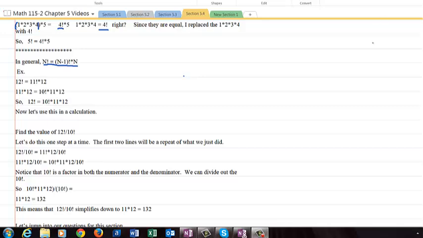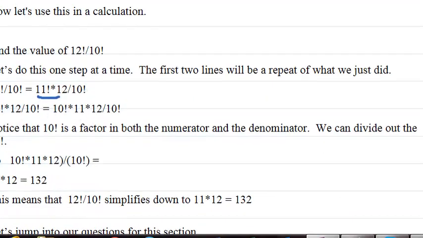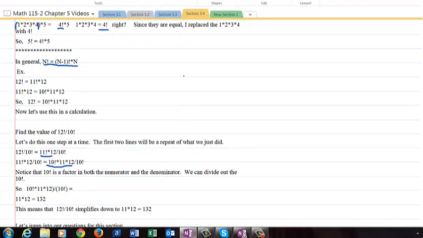Find the value of 12 factorial divided by 10 factorial. Let's do this one step at a time. The first 2 lines will be a repeat of what we just did. 12 factorial divided by 10 factorial equals 11 factorial times 12 divided by 10 factorial. Then 11 factorial times 12 divided by 10 factorial equals 10 factorial times 11 times 12 divided by 10 factorial.